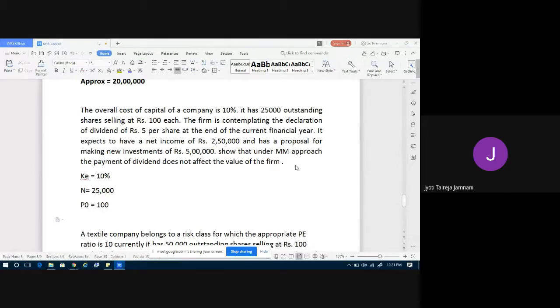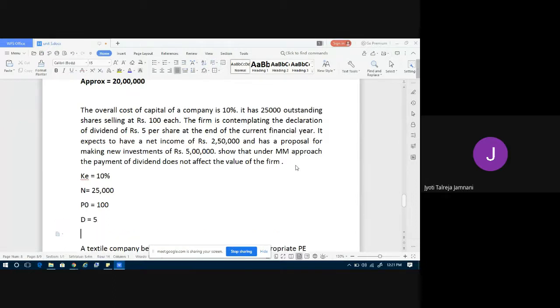The firm is contemplating the declaration of dividend of rupees 5 per share. So dividend is equal to 5 rupees. At the end of the financial year, it expects to have a net income of rupees 2,50,000. So earnings is 2,50,000.